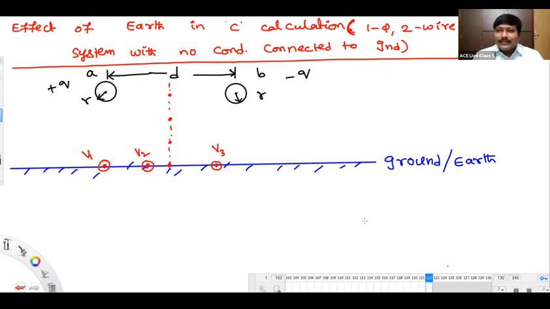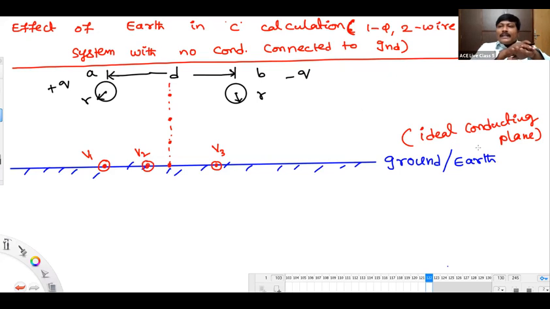Now the question is, this ground or earth is treated as an ideal conducting plane. If it's an ideal conducting plane, the property of this ideal conducting plane is that voltage at all the places must be equal. But these voltages are becoming unequal. That's the issue we are facing now. So we are not satisfying the ideal conducting plane properties here.